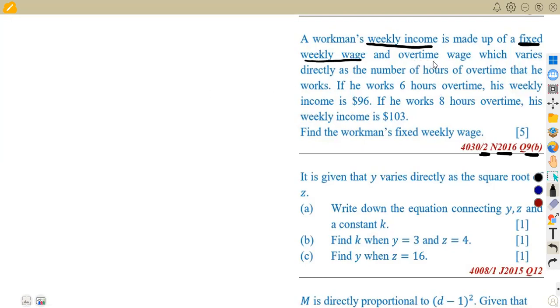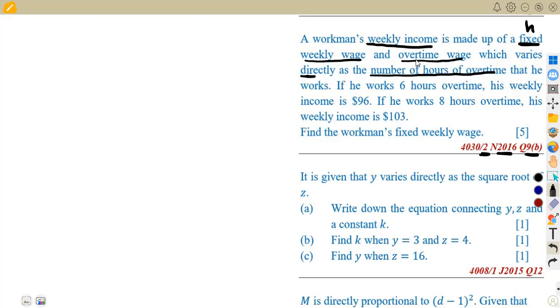And there's an overtime wage which varies directly as the number of hours. So this overtime has to be affected by the number of hours of overtime, but directly affected. What type of variation is this? This is a partial variation, whereby we're saying the workman's weekly income is partly constant, because this one we said it's a constant fixed wage. So if you're considering partial variation, you can consider the constant as H.